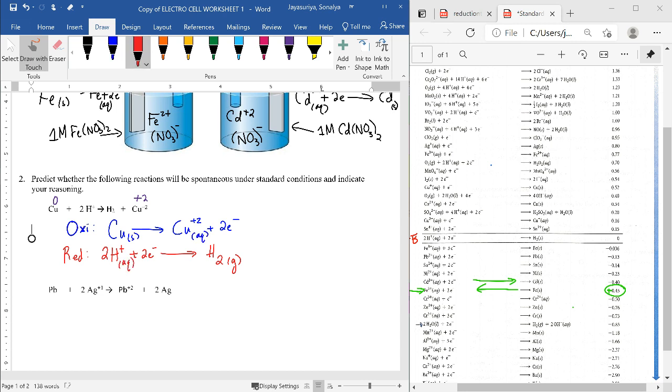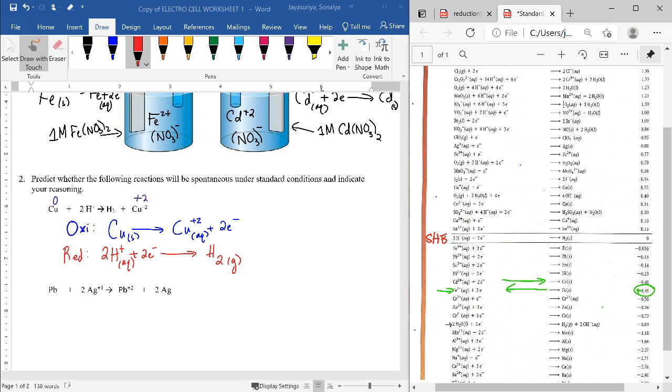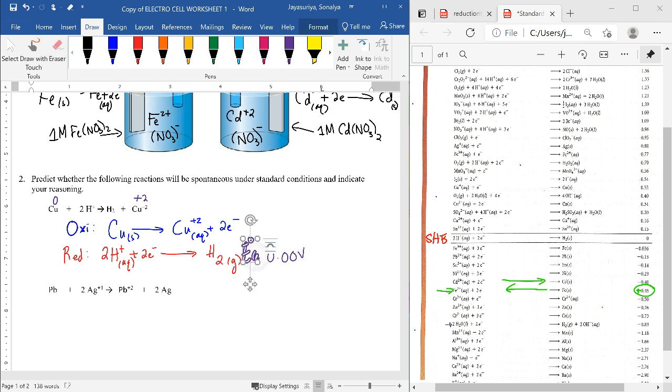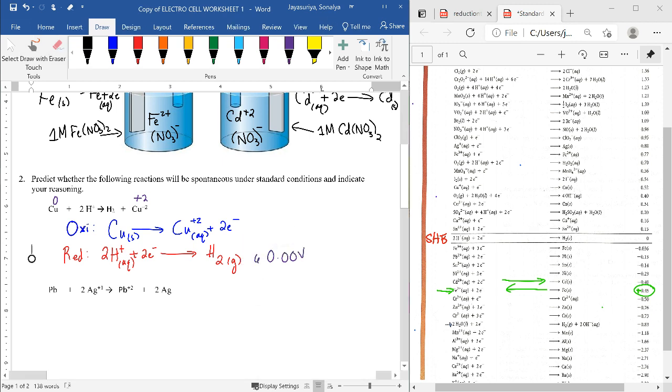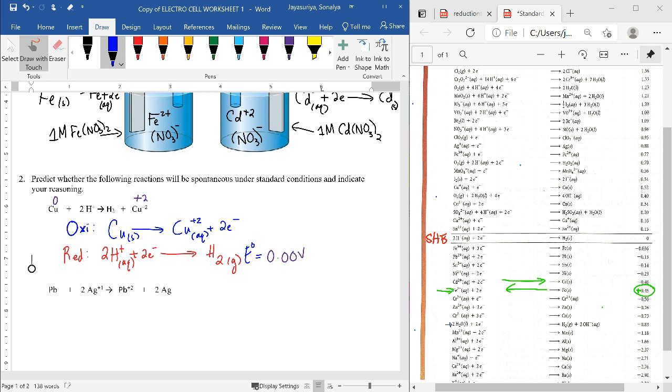This is aq. Okay, now you can see that the standard hydrogen electrode has an electrode potential of 0. So this is the reduction equation. So this is 0.00 volts. The standard cell potential. This is why I don't do stuff on the board, kids, because my eraser just stops working and it is so annoying. Okay, so the standard reduction potential for hydrogen is 0, and copper is, where is copper?